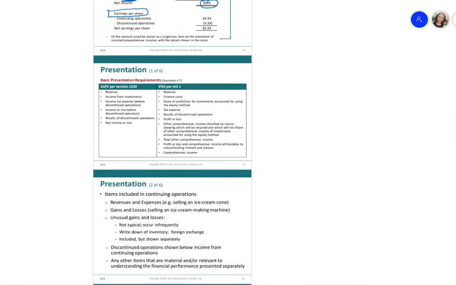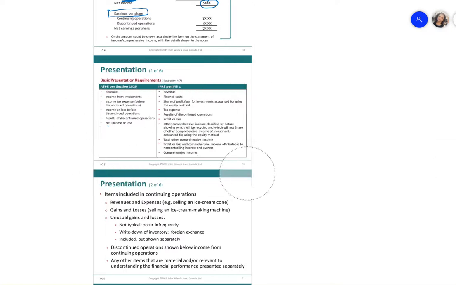So now going forward with the presentation, this is the basic requirement. In other words, they're saying you have a revenue and an income from investments, you have an income tax before the discontinued operation, then you have a discontinued operation, and then you have a net income. So they just showed you a clear picture.